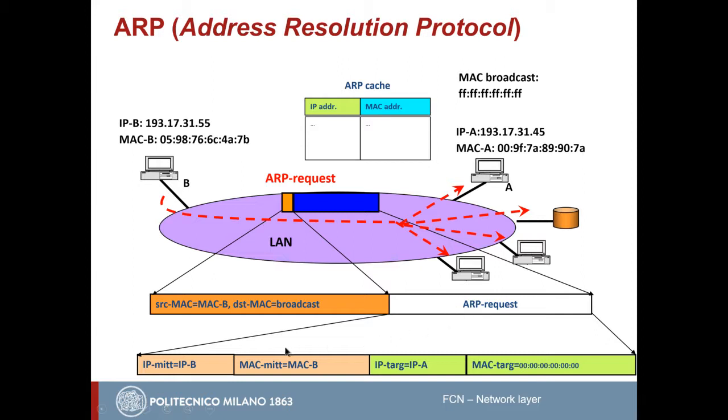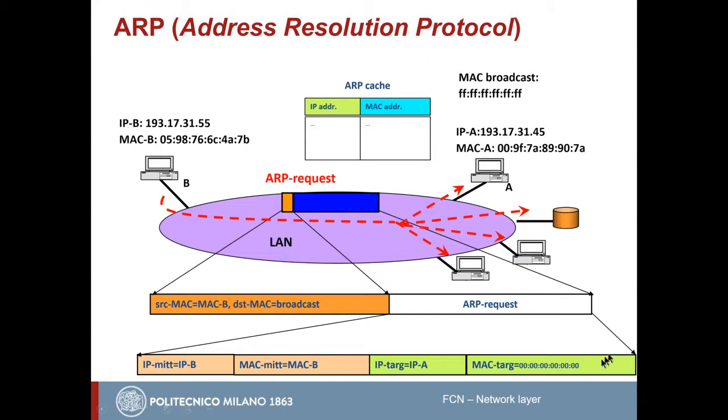In the ARP request message there is the IP address of B, which is the source, the MAC address of B, again repeated, which is the source. Then as a target there is the IP address of A, and as a MAC target you have all zeros. So a string of zeros, because the MAC address is obviously unknown, it is what we want to know.